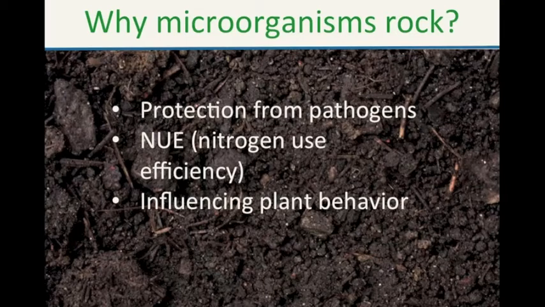So, which leads us to the question, why do microorganisms rock? Well, they do several things for the plant. One thing they do is they protect the plant from pathogens. Some of these microorganisms are, in fact, natural enemies of plant pathogens and destroy them. Others, although not enemies, provide a protective barrier in the soil to the roots, protecting them from intrusion by pathogens.